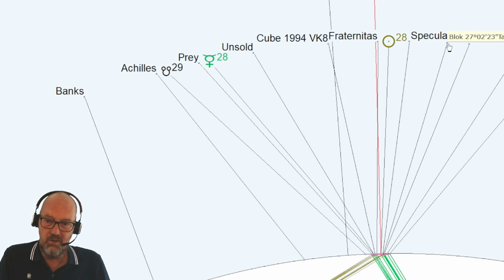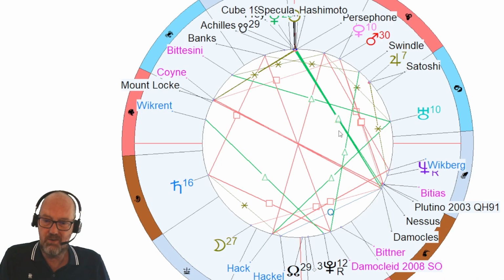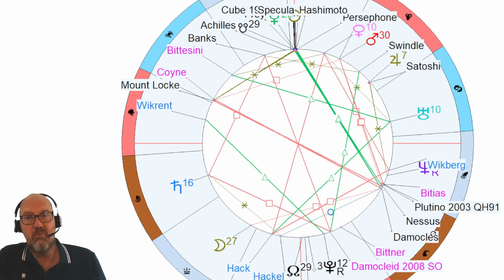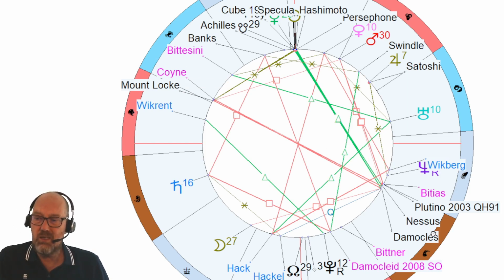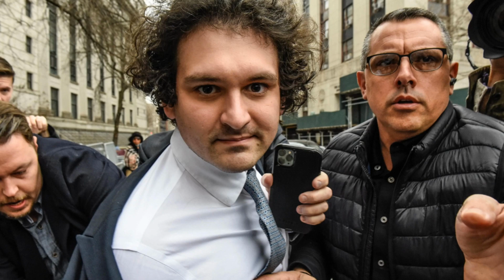Speculation, technical term for blockchain, for hash rate. Some stuff that I thought might be related, but the core, the hardcore of the story is this bunch of asteroids, and then the opposition to coin and Mount Lock here. And I would say that Bitias of the three Bitcoin asteroids is most prominent in the case of the theft at Mount Gox.